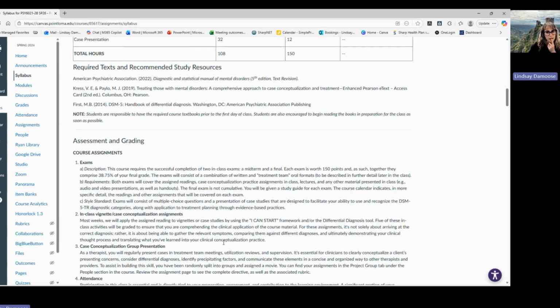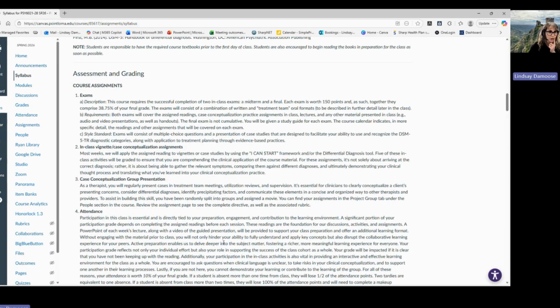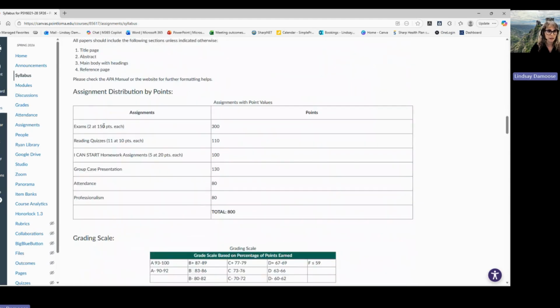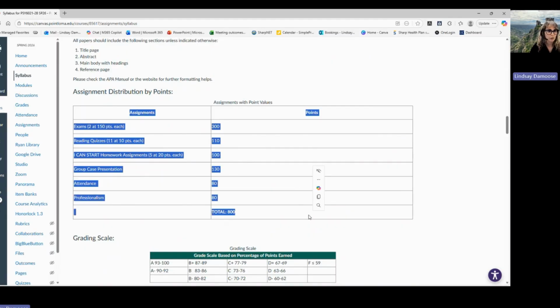So, yeah, that being said, our course assignments breakdown goes into our exams, our case conceptualization assignments through the I Can Start framework. You'll have a group presentation that you all do once this semester, and your attendance and your professionalism, these are all going into your grades. Here is the point designation. So your exams are 150 points each. Together, they comprise 38.75% of your total grade. It used to be 50%.